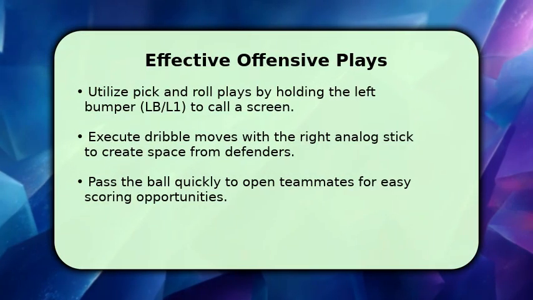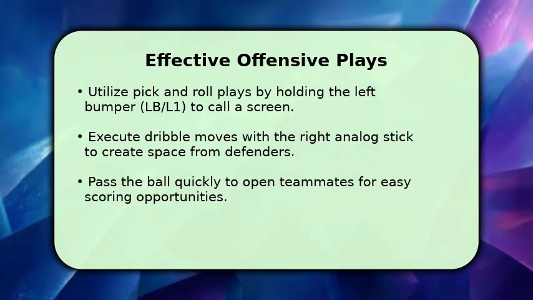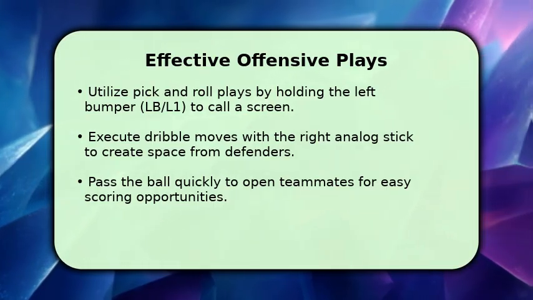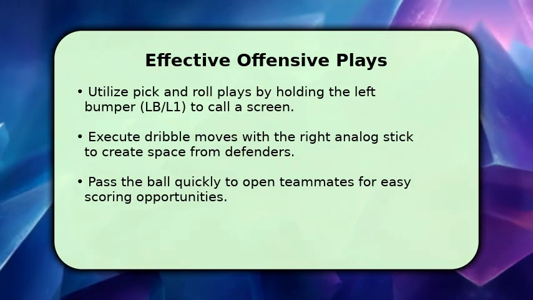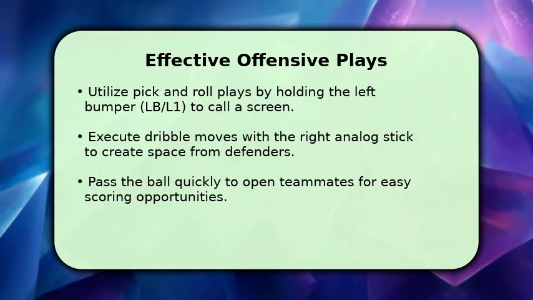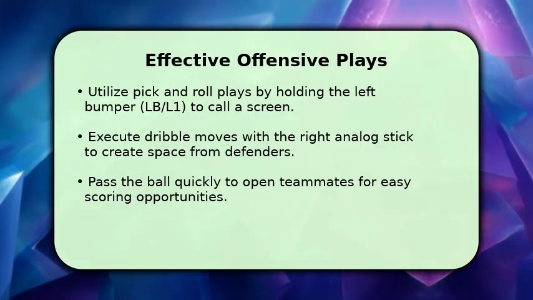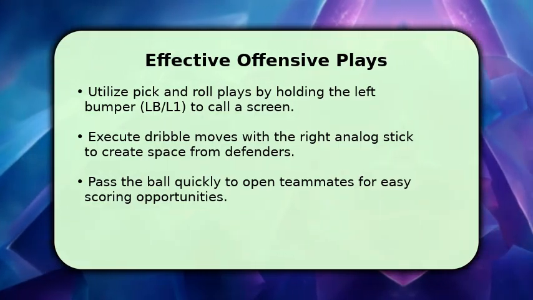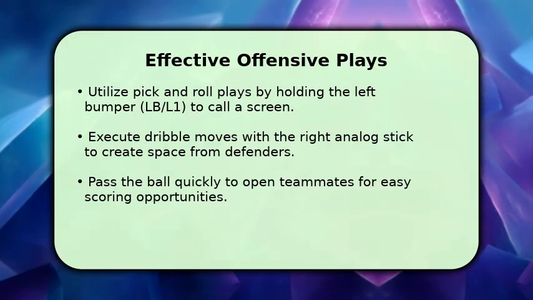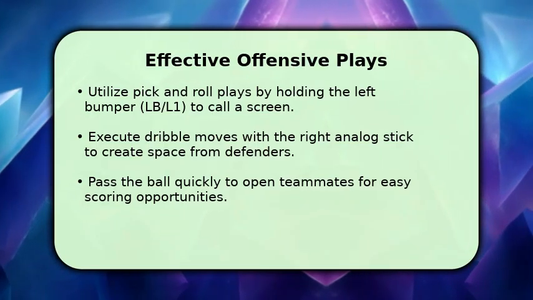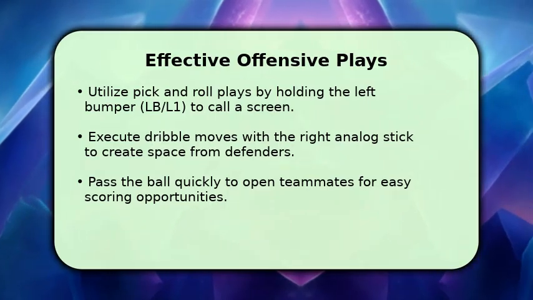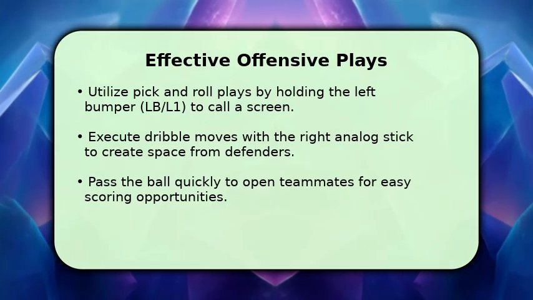Moving on to offense, mastering a few key strategies will elevate your game. Employ the pick and roll by holding the left bumper to call for a screen, opening up scoring lanes. Use the right analog stick for various dribble moves, creating separation from your defender. Quick, precise passes to open teammates are crucial for efficient scoring. When the lane is clear, drive aggressively to the basket for high-percentage layups or powerful dunks.